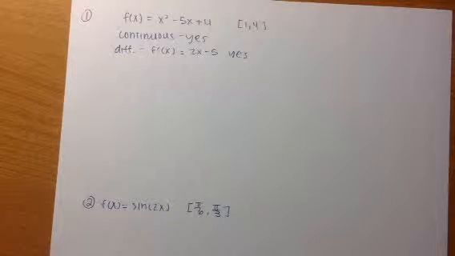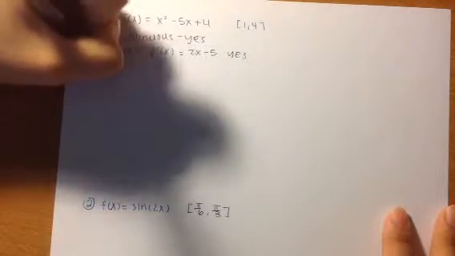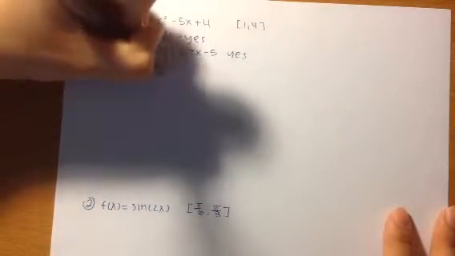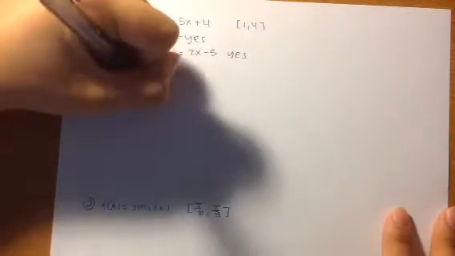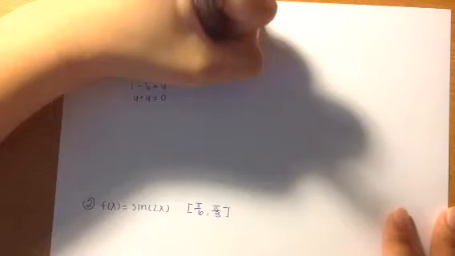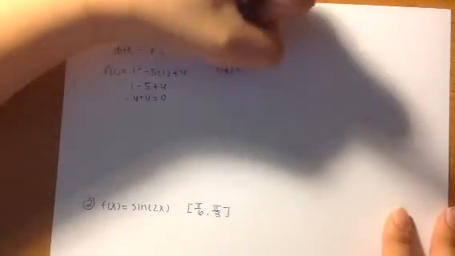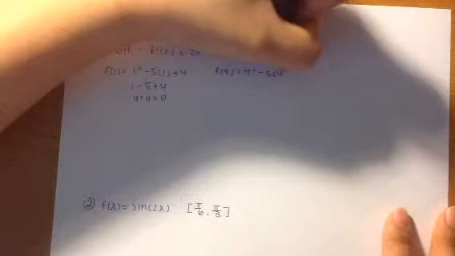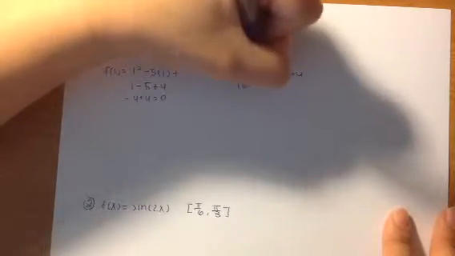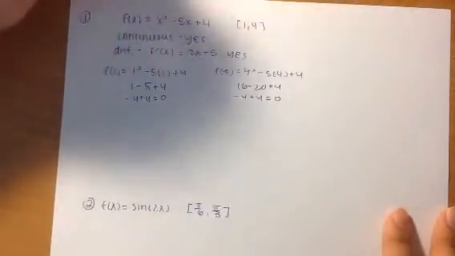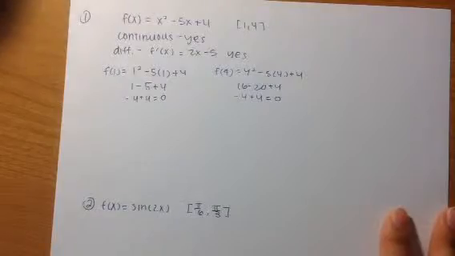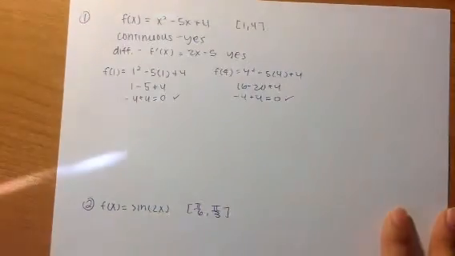And what we're going to do next is to check if f of a is equal to f of b. So f of 1 is equal to 2 times 1 squared minus 5 times 1 plus 4, and that is going to be 2 minus 5 plus 4, which is equal to 1. And then f of 4, which is 2 times 4 squared minus 5 times 4 plus 4, which is 32 minus 20 plus 4, which is equal to 16. So f of a is equal to f of b.